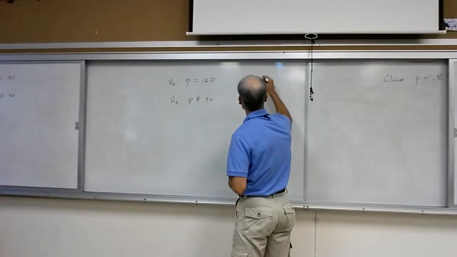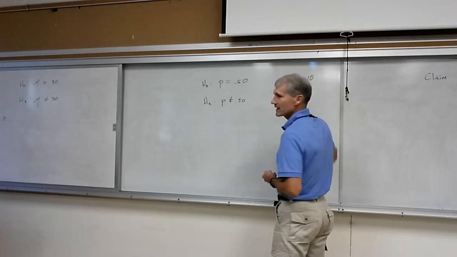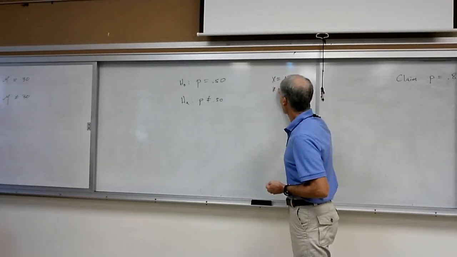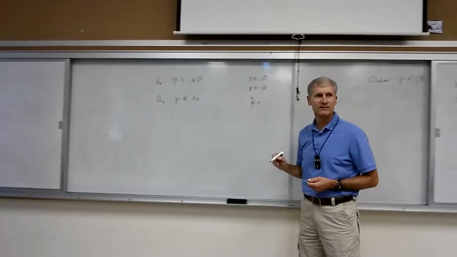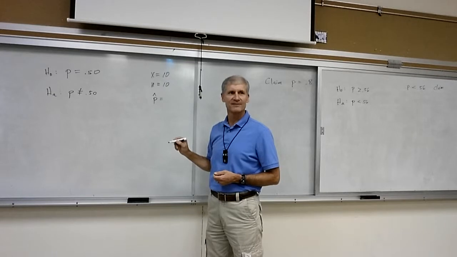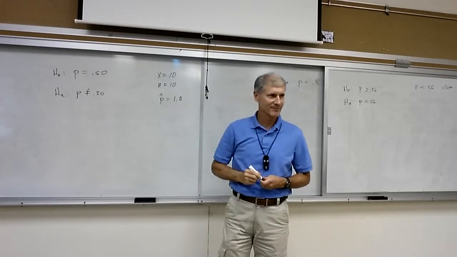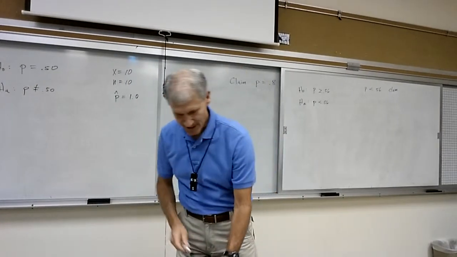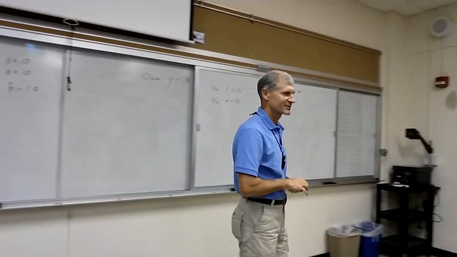So our data said X was 10 out of 10, so p-hat is, what's p-hat? 1, right? 1.0, 100%. Now, I know you guys are thinking I'm cheating. So, inspect this deck.